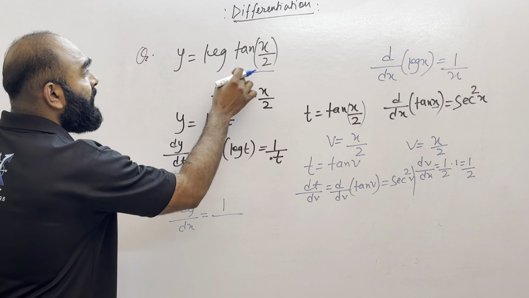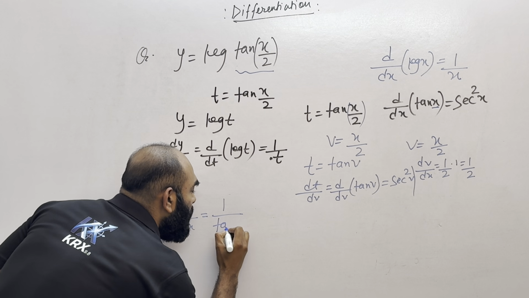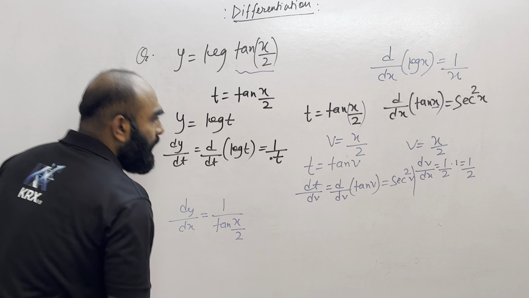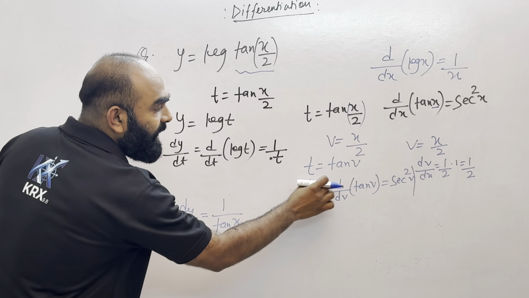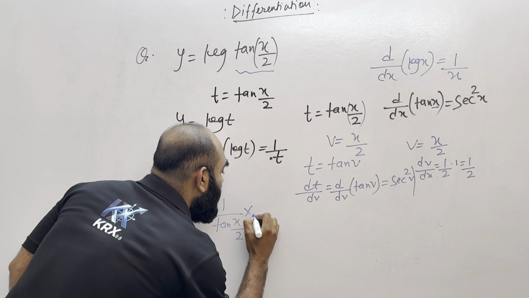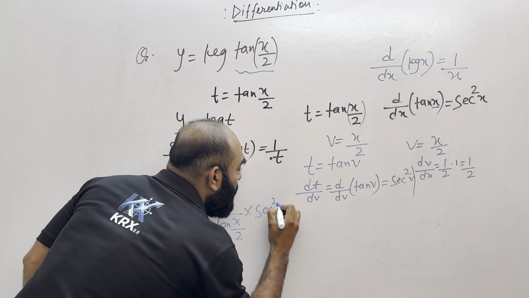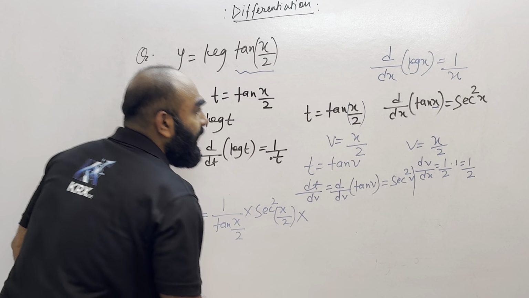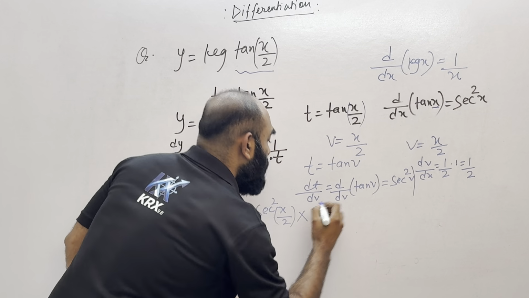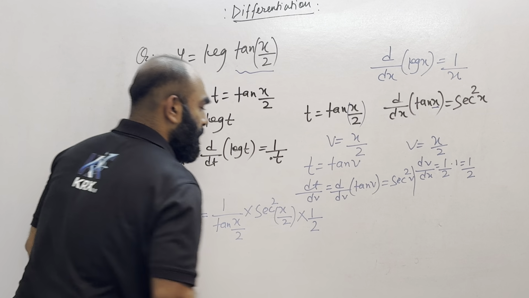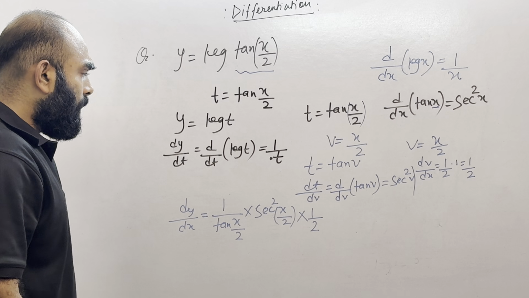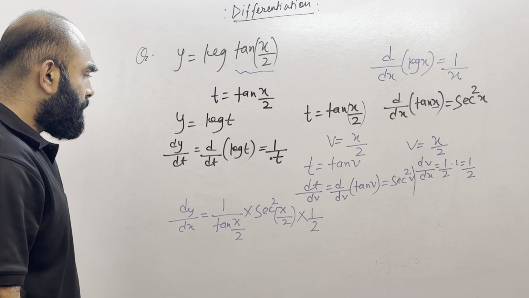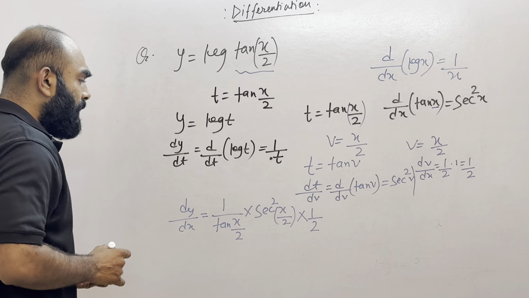And t is tan of x by 2. Then dt by dv. dt by dv is sec square v, and v is how much? Sir, x by 2. And then dv by dx, that is 1 by 2. Correct, na? Now you can open this one.